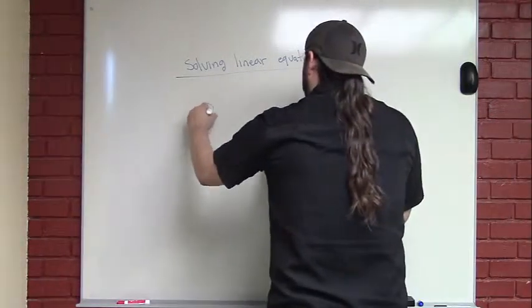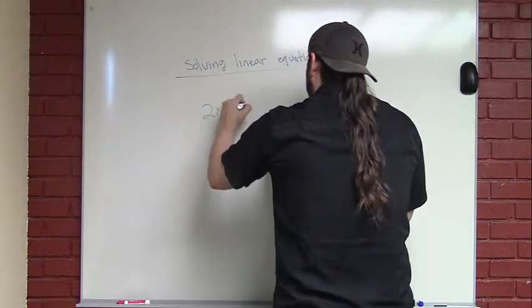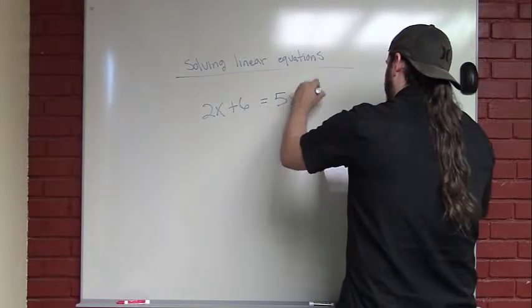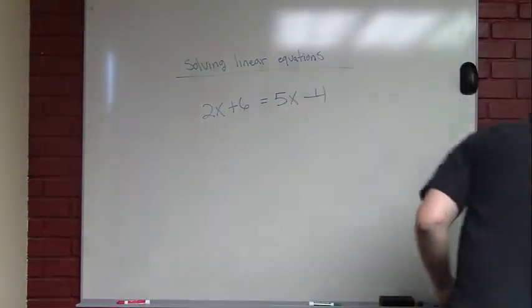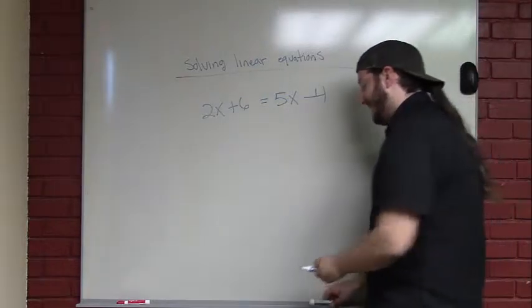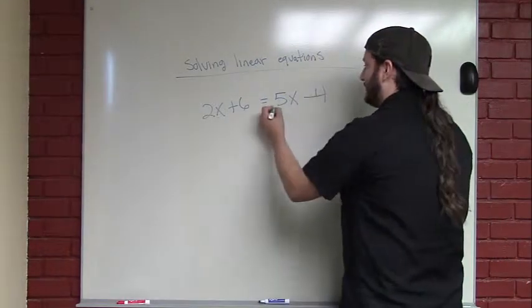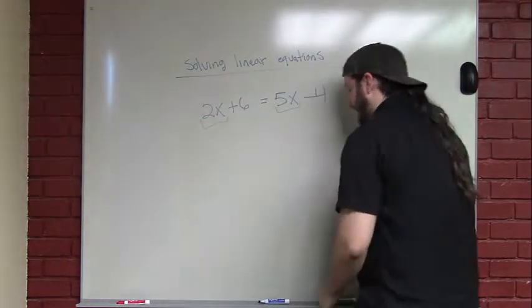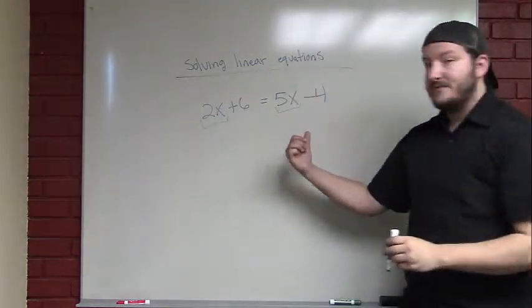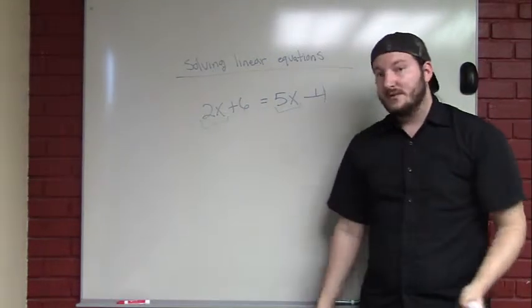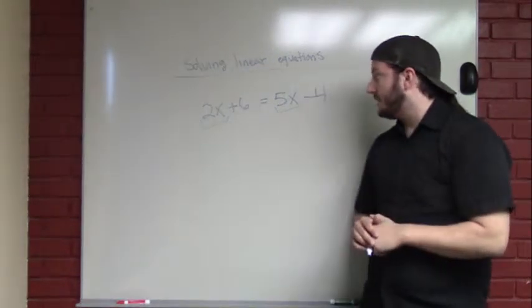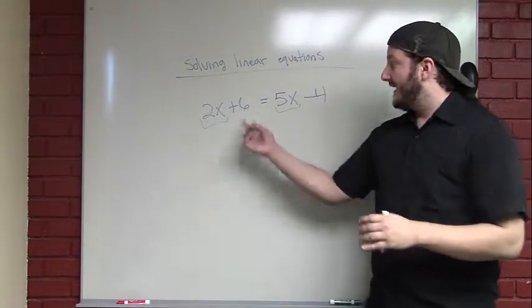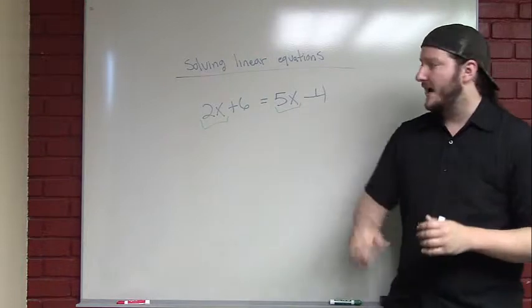So we have 2x plus 6 equals 5x minus 4. Okay, now this is where it gets scary, right? Because we have an x over here, and we also have an x on this side. So we have an x on both sides, the left and the right. So what do you do with that? What you do is you want to get all your x's on one side and all of your numbers on the other side, okay?